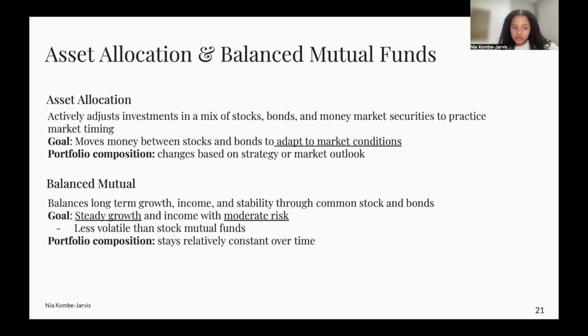While a balanced mutual fund focuses on long-term growth and stability through common stock and bonds. So the goal for this one is to have steady growth with moderate risk. So the portfolio composition for this would stay relatively constant over time and not fluctuate as much with the market.